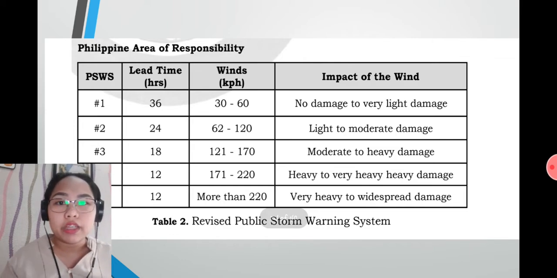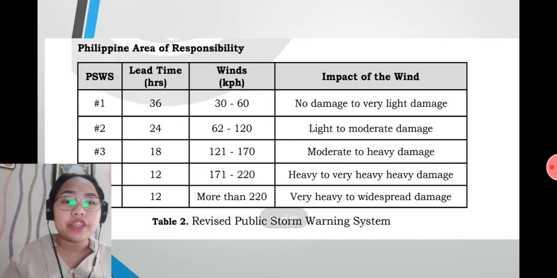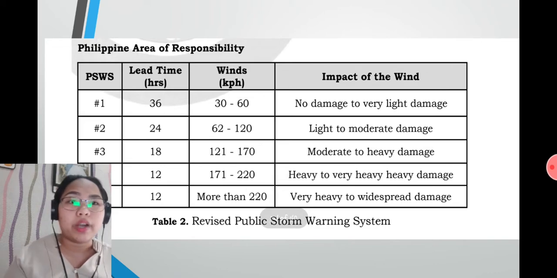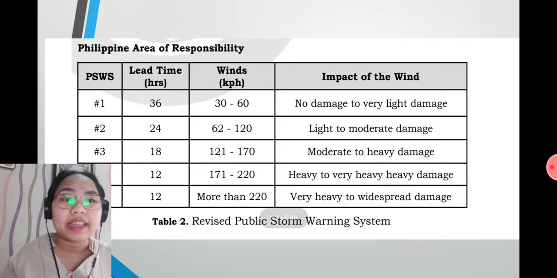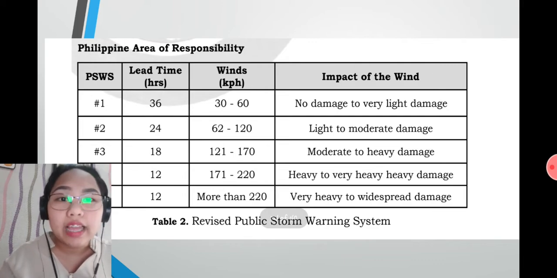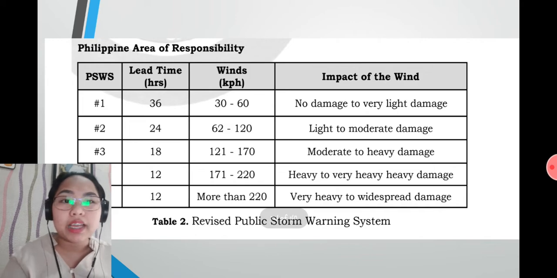So for PSWS number 1 with a lead time of 36 hours having a wind of 30 to 60 km per hour, the impact of the wind is no damage to very light damage. Next, PSWS number 2 with a lead time of 24 hours having a wind of 62 to 120 km per hour, the impact of the wind is light to moderate.